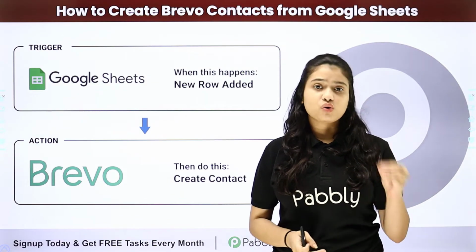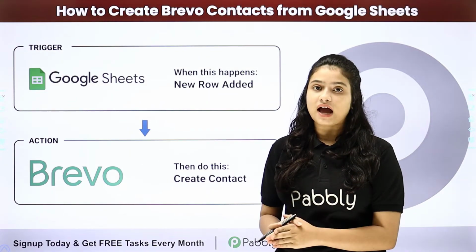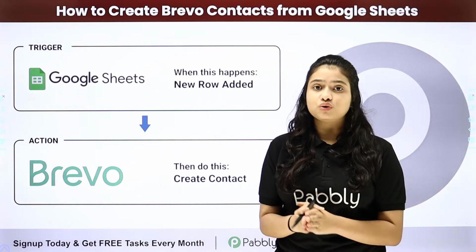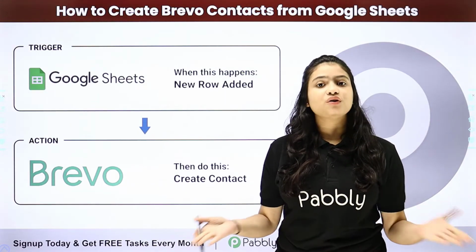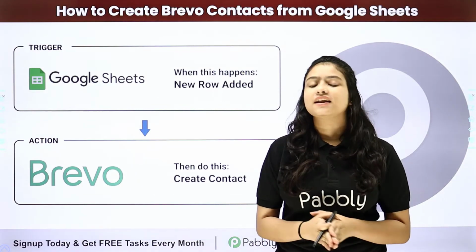Suppose you have prepared a Google Sheet which contains the details of your contacts or your leads, and now you want to create new contacts in Brevo by using the same Google Sheet data. So how are you going to do that process automatically and effortlessly?